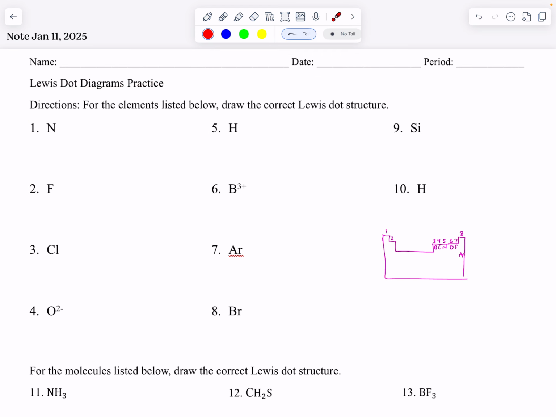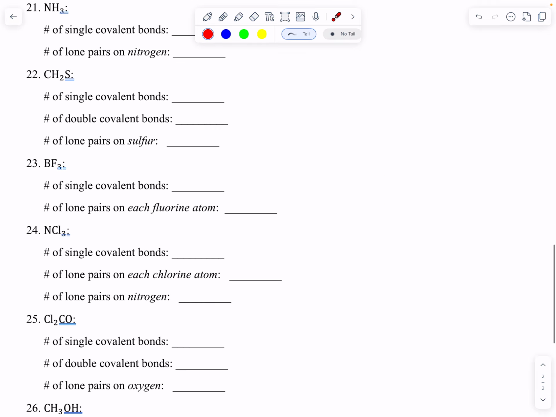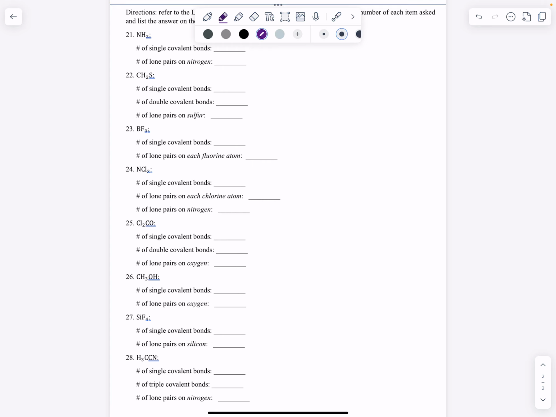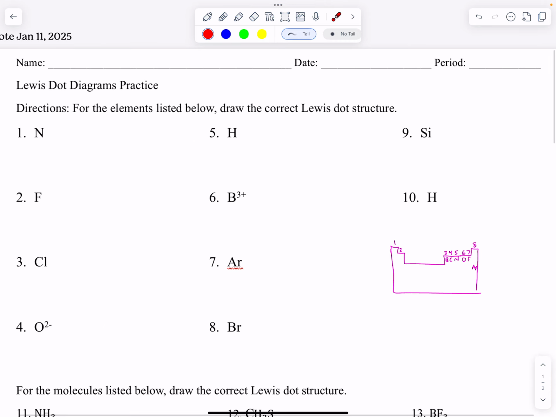Okay, I'll do one from this section, and I want to do 3 from here, and then we'll do 3 from here. I want to make the video as short as possible, so let's get started. First section is very simple.